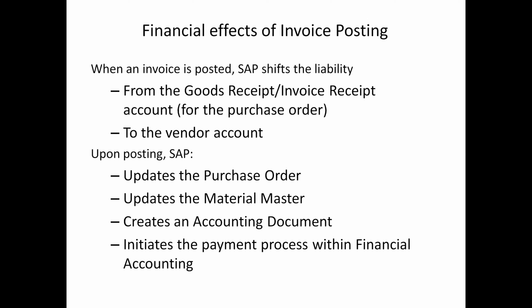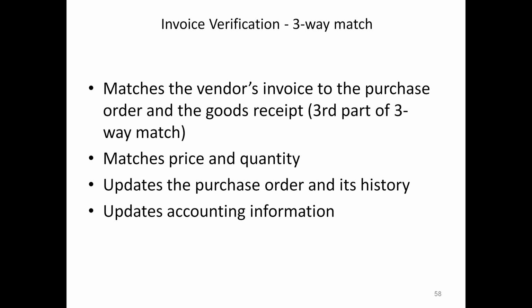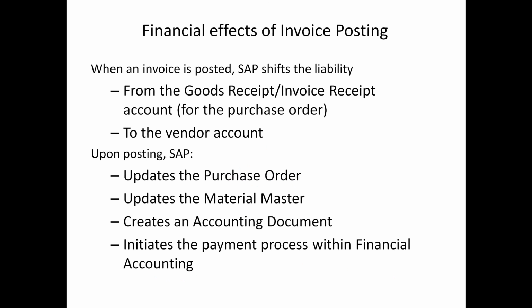When an invoice is posted, SAP shifts the liability from the goods received/invoice received (GR/IR) account to the vendor account. To briefly explain, when you post an invoice, the GR/IR account is debited and the vendor account is credited. I will talk in detail about these T-accounts when we go into inventory management and invoice verification, how these debits and credits happen. When you pay the vendor, the vendor account is debited and the bank is credited. We'll talk about that in detail when we do the invoice verification. At that time you will understand more.